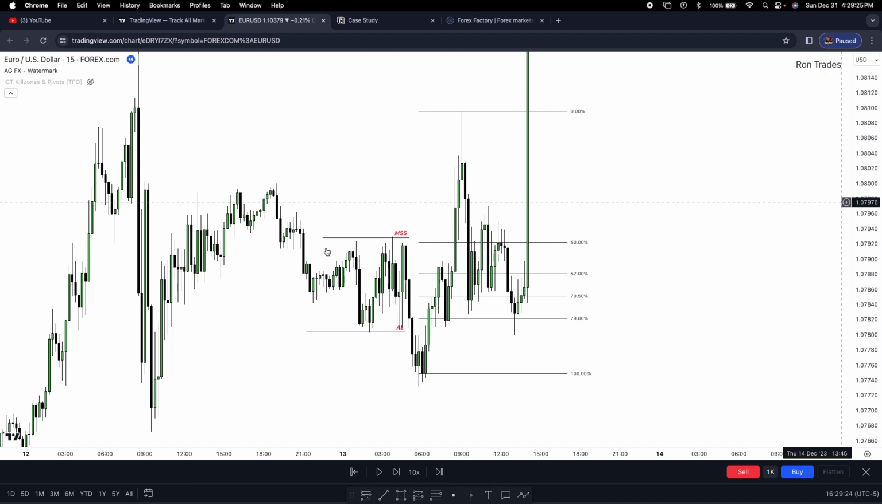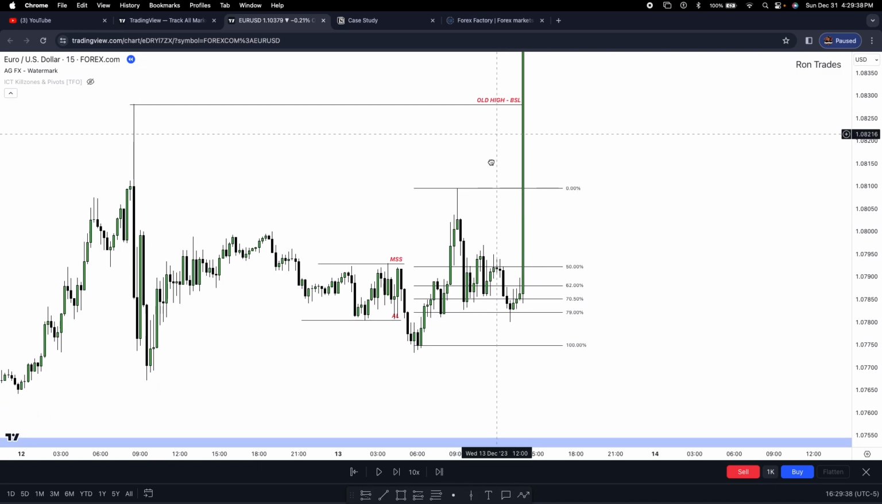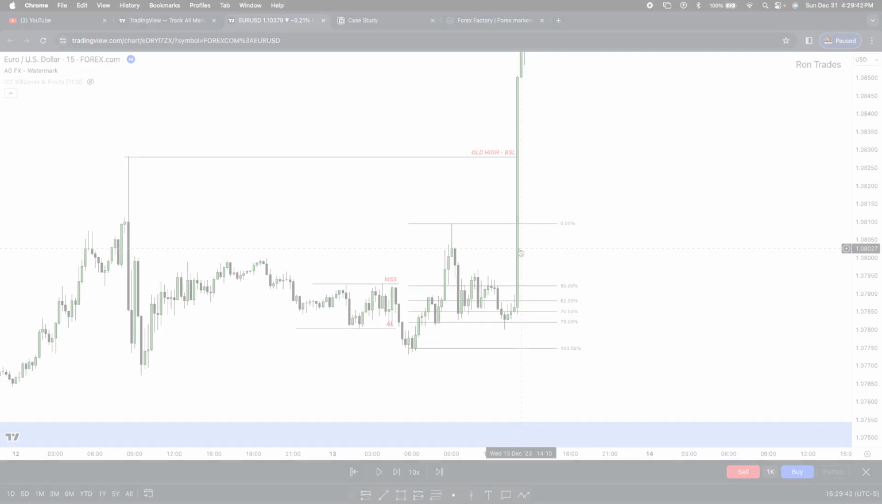Zoom in a little bit more. Imbalance, they got rebalanced. We broke above right here at 8:30 with displacement. Retracement downside of the OTE, optimal trade entries. And we had a very drawn liquidity here at the old high, buy side. It was a very nice trade setup. So let's go right into our bearish setup.